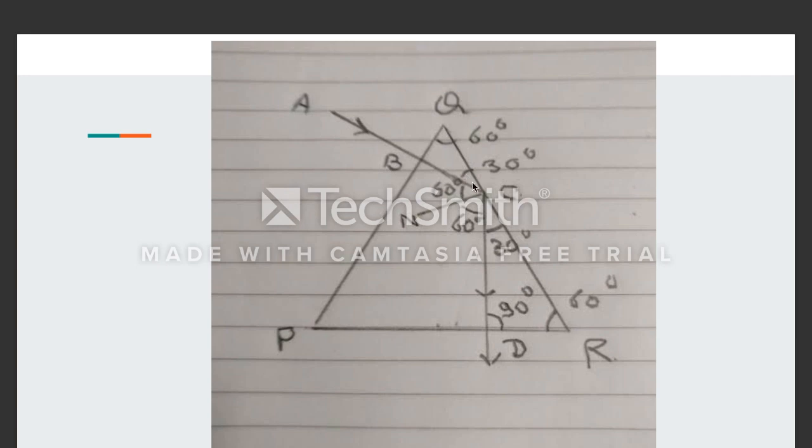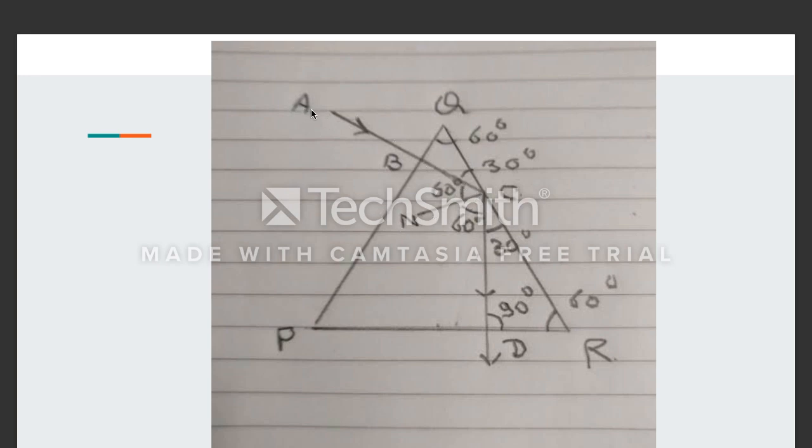Now, is this angle the angle of incidence, students? No, I have explained in the previous class. This is not the angle of incidence. Why? Because it is not the angle between the normal and the incident ray. If this angle is 30 degrees, then we know that CN is another normal.